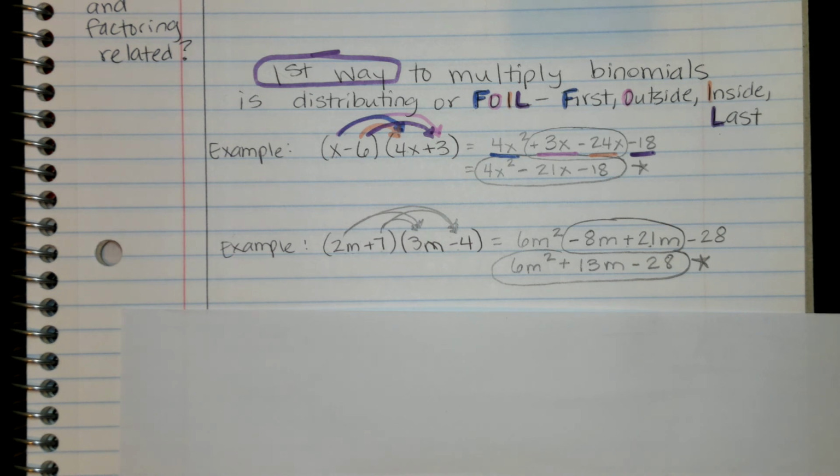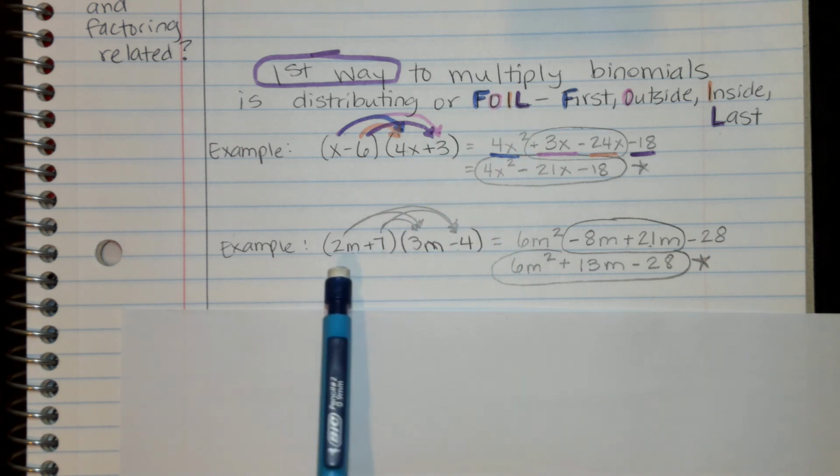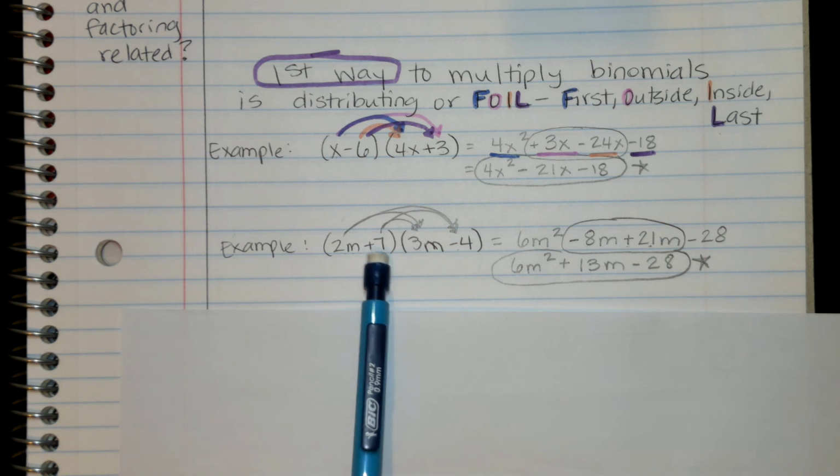Okay, so that's one way of multiplying binomials. You could call it distributing or FOIL. A lot of people know this method as FOIL, first, outside, inside, last, but it really is just first distribute by the first term, multiply, multiply, and then distribute by the second term, multiply, multiply.